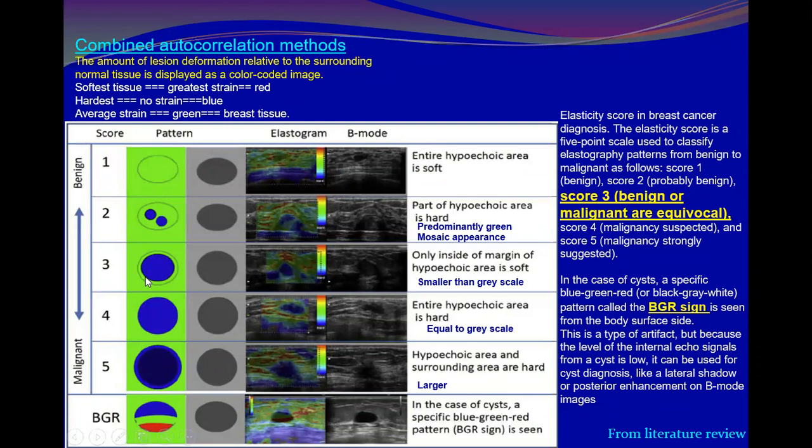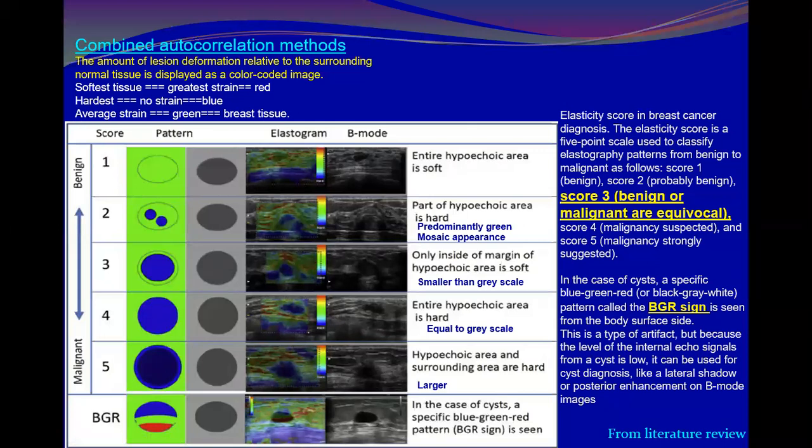When we go for score three, you will see most of the center of the lesion, okay, is hard. The central portion is hard, while the peripheral portion of the lesion, as you see here in this image, it is only central and the peripheral is free, is not the same, it is demonstrating average strain, green, like the normal breast tissue. And this is scale three. And how could we know this is part of the lesion? If the lesion is hard but smaller than the gray scale, that means its periphery is not hard. This is three, and usually they consider it as equivocal.